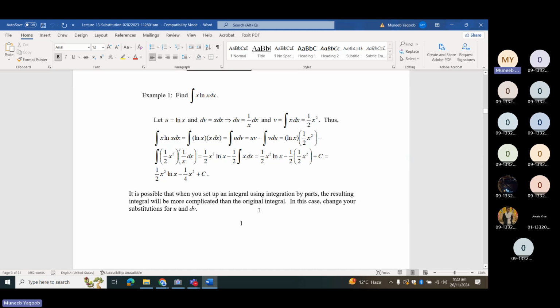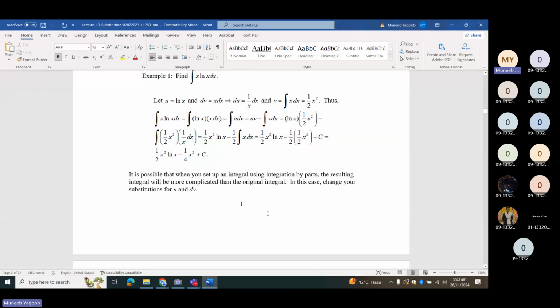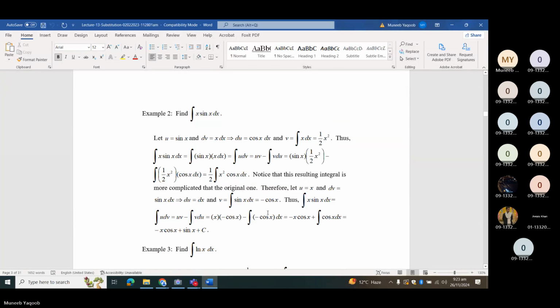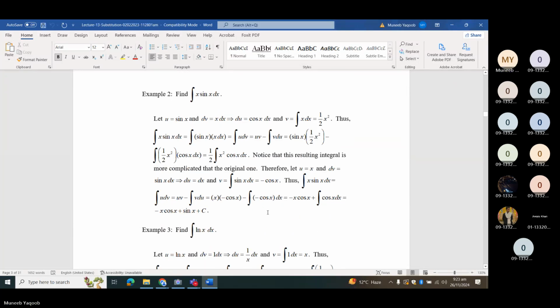So that was an example of integration by parts. Let us solve another example. So now we are to integrate a function which is x into sine of x. Okay, let us solve this again on our answer sheet. So we are to integrate the product of x and sine x.